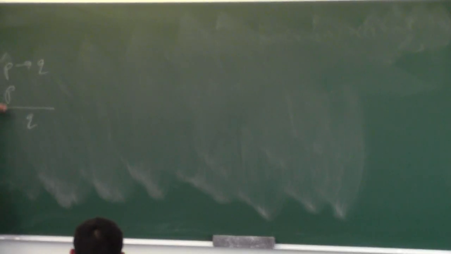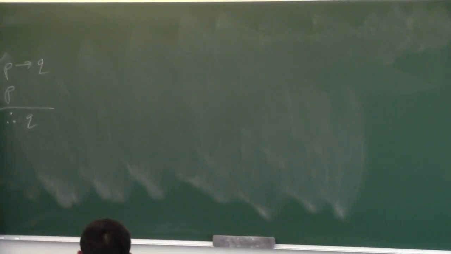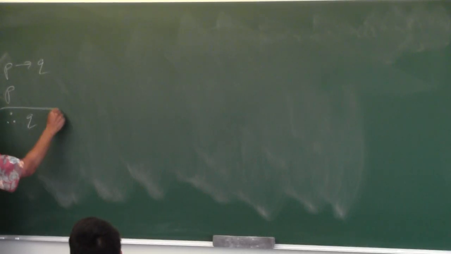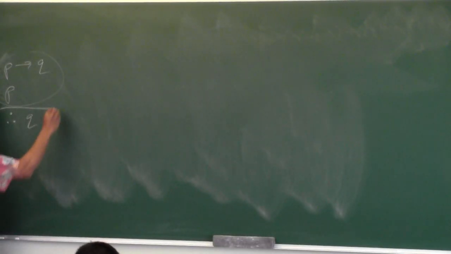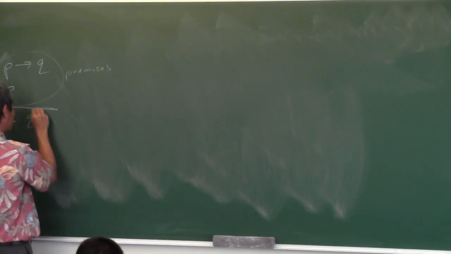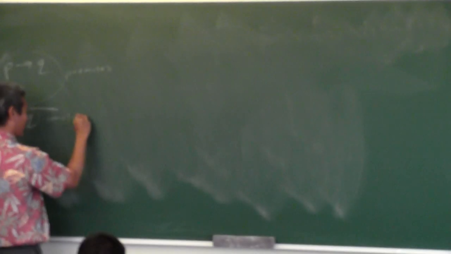So have you guys seen things like this? You guys know that this symbol means therefore? If this is true and this is true, then this will be true as well. Okay, that's called a valid argument. Now, this line over here, these things above the line, these are called the premises. This is all the notes, people. And then this thing here is called the conclusion.